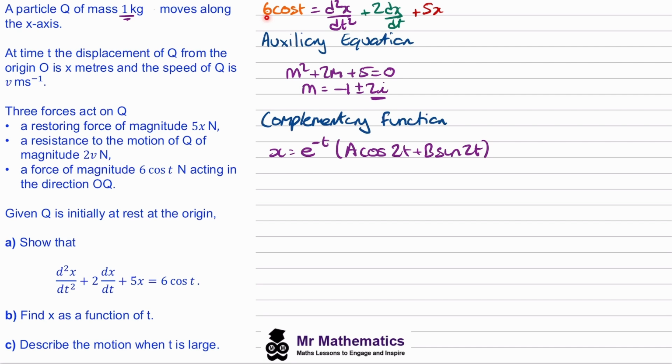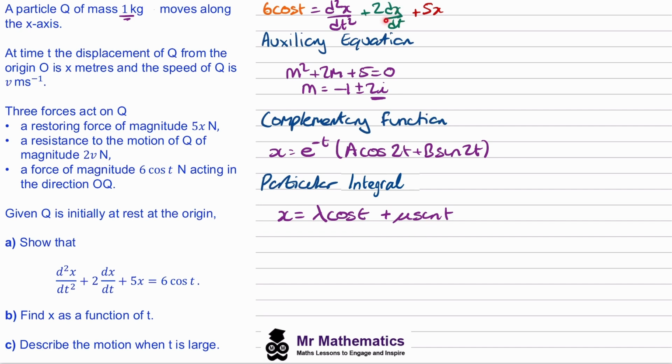But because there's this driving force, we need to think about a particular integral, and this will be in the form that matches this driving force of 6 cos t. So we'll have x equals a constant lambda times cos t plus a different constant mu times sin t. We always need to check at this point that the term in our particular solution doesn't match a term in our complementary function. If it did, we'd have to multiply each of these by the variable t. But you can see they don't match, so we're good.